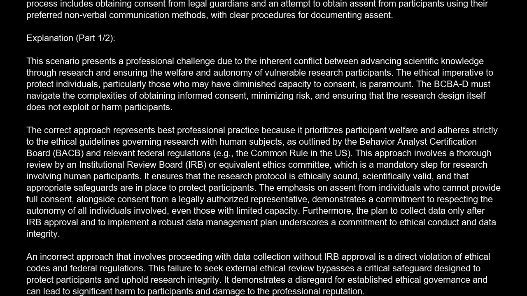An incorrect approach that involves proceeding with data collection without IRB approval is a direct violation of ethical codes and federal regulations. This failure to seek external ethical review bypasses a critical safeguard designed to protect participants and uphold research integrity. It demonstrates a disregard for established ethical governance and can lead to significant harm to participants and damage to the professional reputation. Another incorrect approach, such as collecting data from individuals who cannot provide assent or consent and relying solely on the researcher's judgment of benefit, is ethically indefensible.